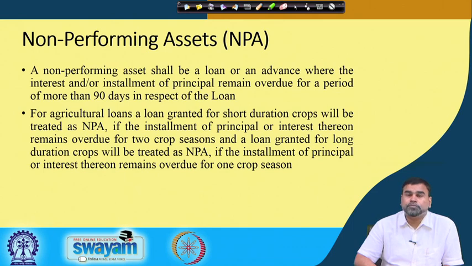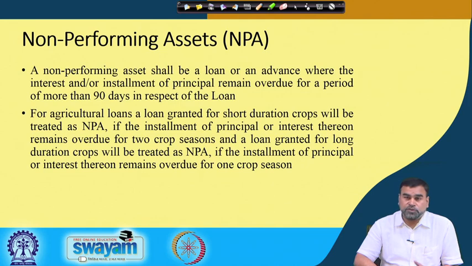But if there is an agricultural loan and the loan is granted for short duration crops, then the definition is a little bit different. If it is a short duration crop, and the installment of principal or interest remains overdue for 2 crop seasons, and a loan granted for long duration crops will be treated as NPA if the installment of principal or interest remains overdue for 1 crop season. If it is a short duration crop, it will be considered an NPA if the interest or principal is not repaid for 2 crop seasons. But if it is a long duration crop loan, then the amount will be considered an NPA if it is not paid for 1 crop season.